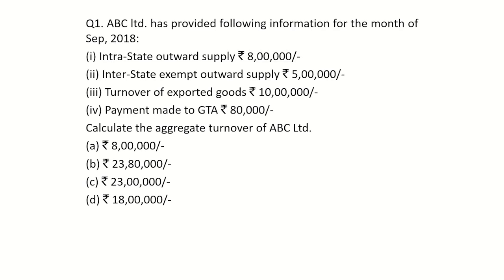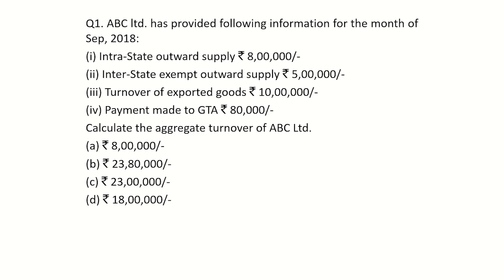Now let's move on to the questions. The first question here is, ABC Limited has provided the following information for the month of September 2018. Intrastate outward supply of 8 lakh, interstate exempt outward supply of 5 lakh, turnover of exported goods 10 lakh, payments made to goods transport operator or the GTA of rupees 80,000. It has asked you to find out the aggregate turnover of ABC Limited for the period.